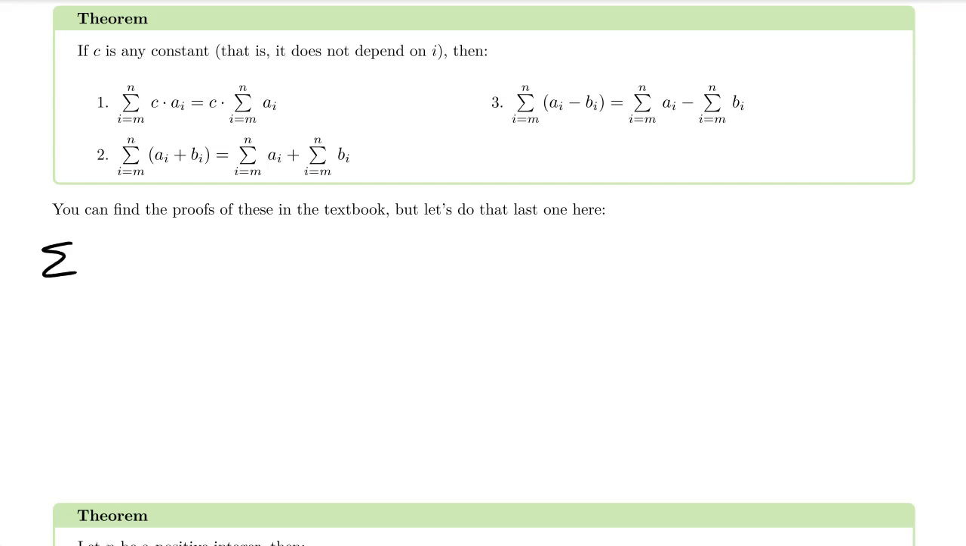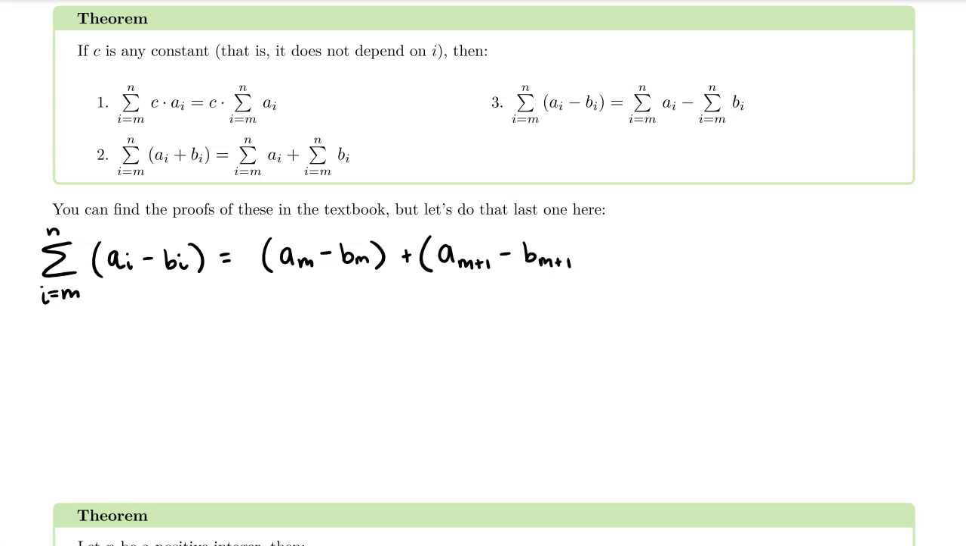So I have my sum. It's starting at i equals m, and then my upper index is n of a sub i minus b sub i. So if I plug in my lower index, then I'm going to have a sub m minus b sub m, and then I'm going to increase the index by 1, so now I'm going to have a sub m plus 1 minus b sub m plus 1.